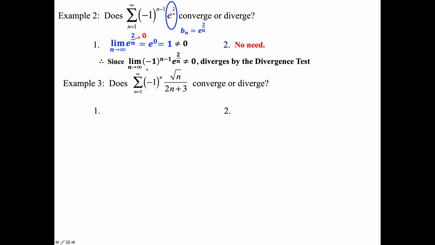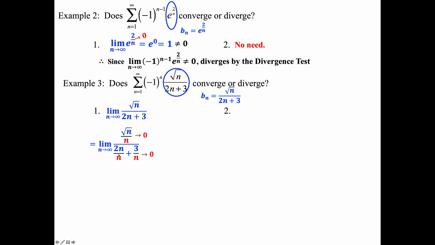Example 3. Same situation. Do we converge or diverge? Look at just b sub n. Let's test the limit. All right, this limit goes to 0. We can prove that by dividing all your terms by the largest n to the power. So this is going to 0, this is going to 0, this is going to 2. So this becomes 0 over 2, which is 0. So 1 is satisfied.